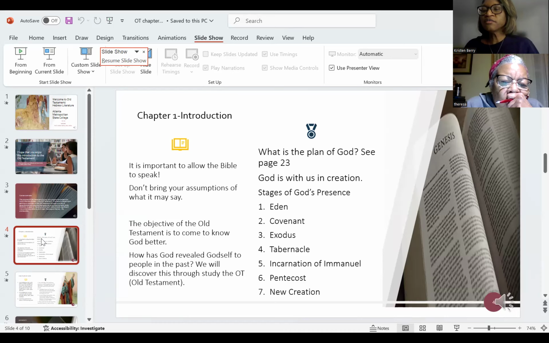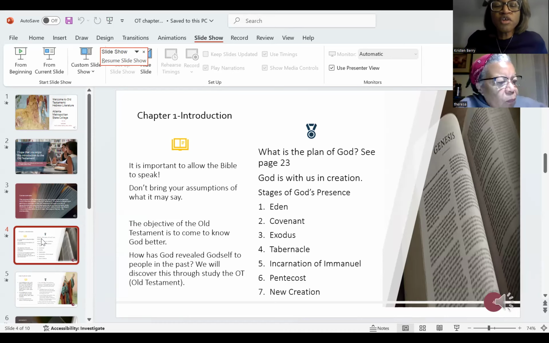You see that, Miss Teresa? I do. 1 through 7? Okay. If you don't mind, can you read 1 through 7 for me, please? Number 1, Eden. 2 is the covenant. 3 is Exodus. 4 is the tabernacle. 5 is the incarnation of Emmanuel. 6 is Pentecost, and 7, new creation.